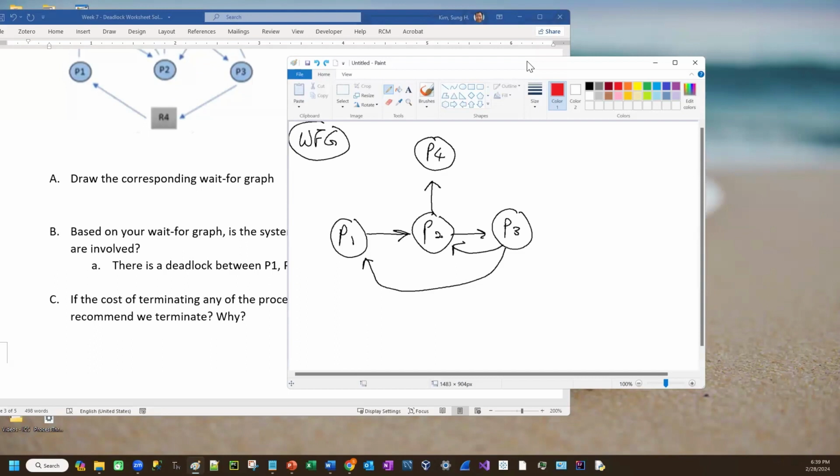Get rid of P3. Let's see here. If we get rid of this one right here, then what's going to happen? We don't have this anymore, and we don't have this anymore. Then I guess we don't have a circle, right? So we should be okay. I guess that could be one option. What about any other ones?